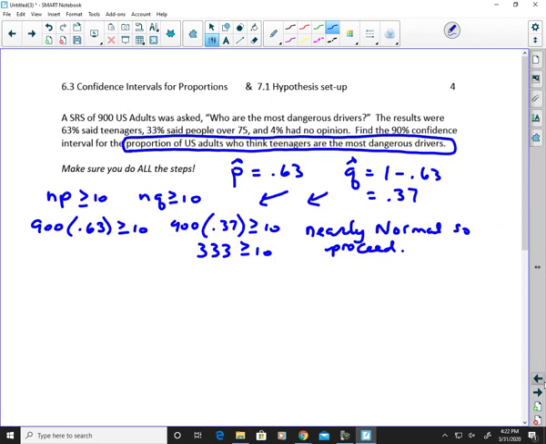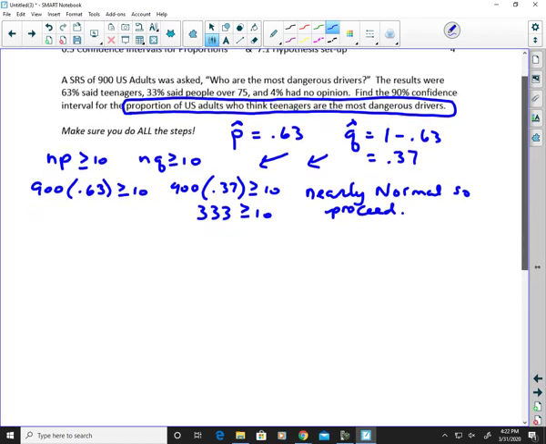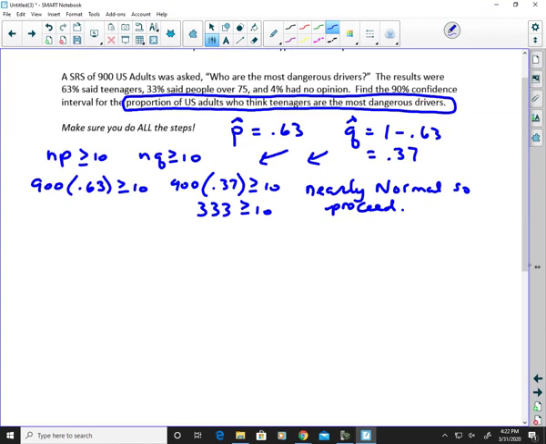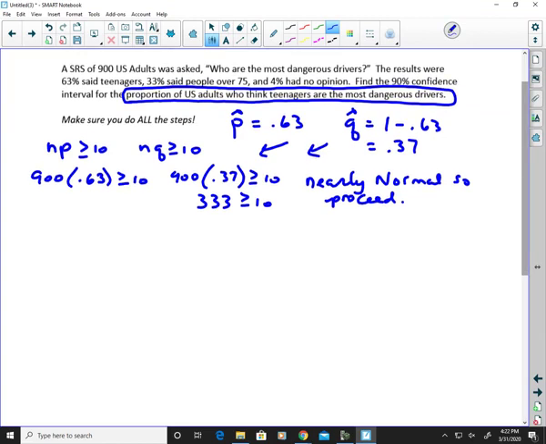Okay, and then of course this problem would still need to be random and it would still need to be independent to be done. Okay, so then the next step on our list of things we had to do was to find our critical z value, because remember, these are always z's. And what level are we doing this at? We're doing this at 90%, which gives us an alpha of 10%.